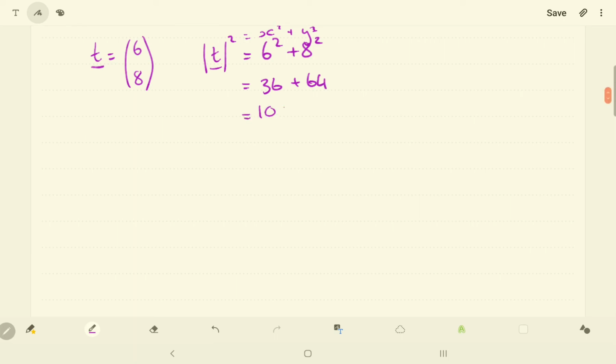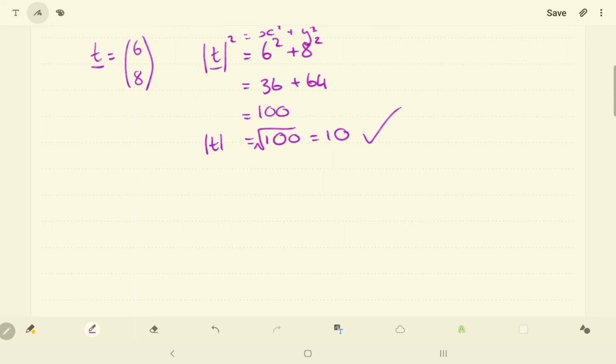Add them together. But wait a minute. We've got the magnitude squared. We just want the magnitude. So to get rid of that 2, we have to square root both sides. And the square root of 100 is 10. And that is you done.